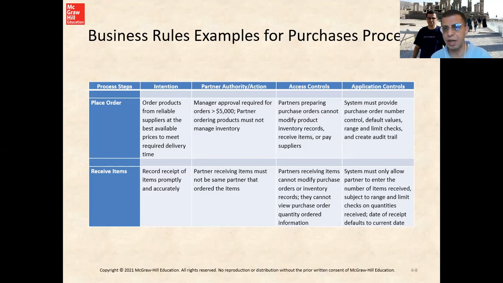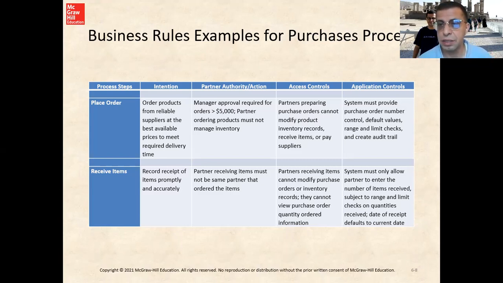Now, when it's receiving items, what's the intention of receiving items? The intention is to record the receipt of the item promptly, right away, and accurately. Now, who is the partner, and what authority and action? Partner receiving items must not be the same partner that ordered the items. So you cannot receive the item and order it.